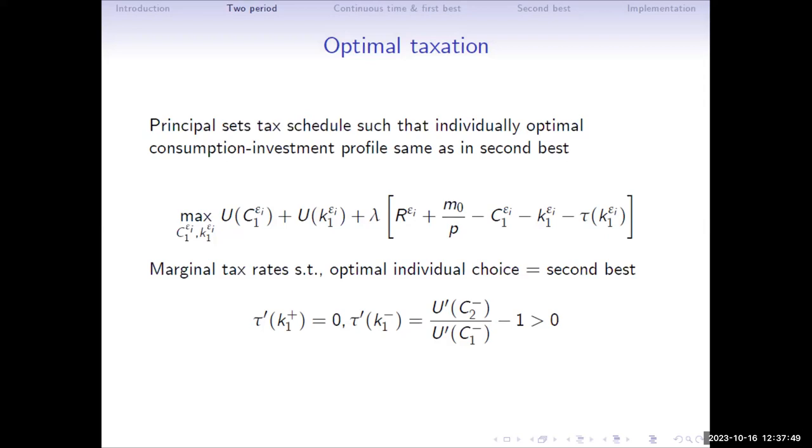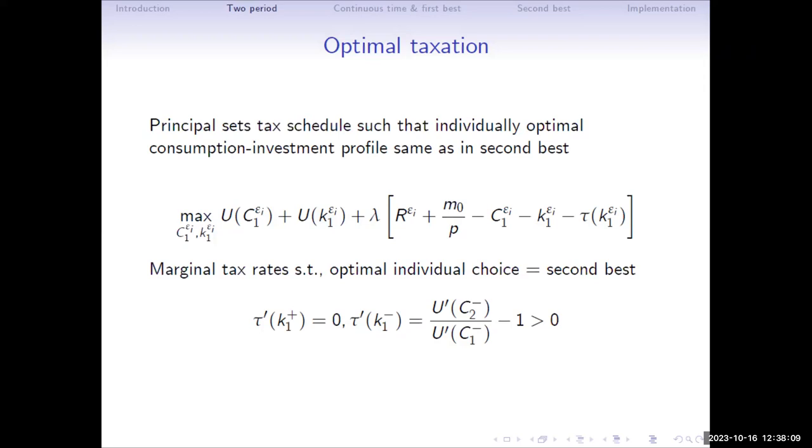Okay. Thank you. Still, what I don't see is why can't we implement the first best by setting the marginal tax rate according to the first best allocations? Marginal, so, utilities.